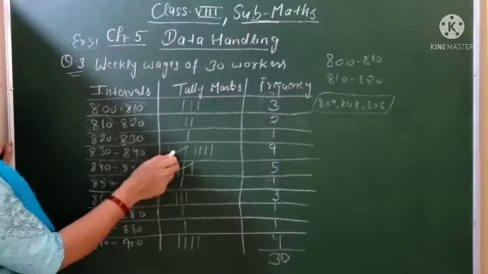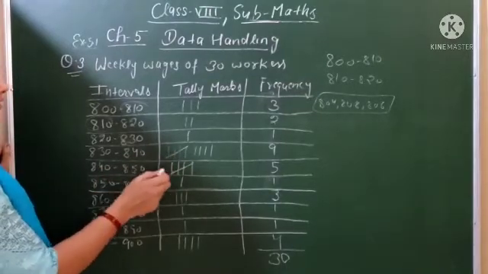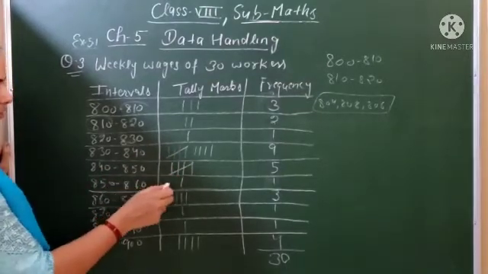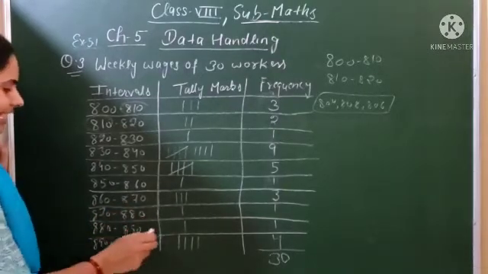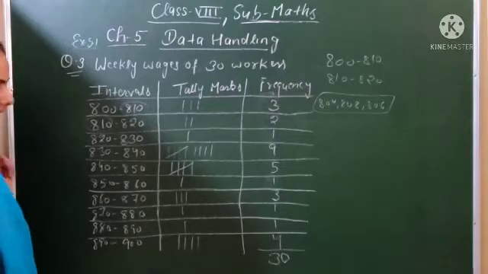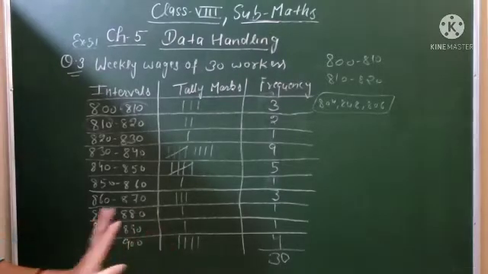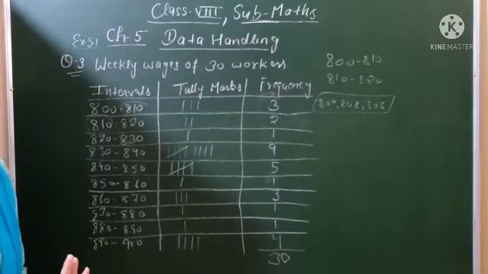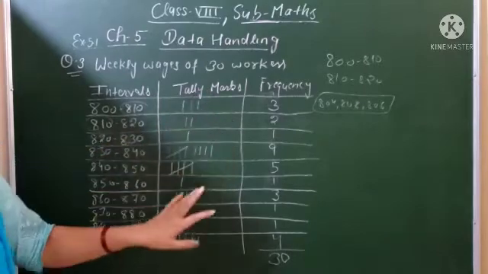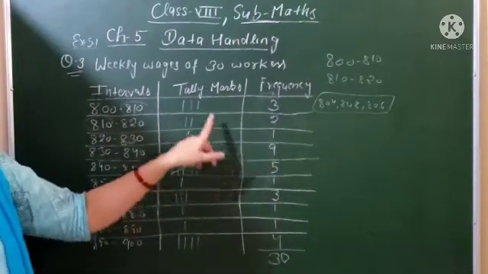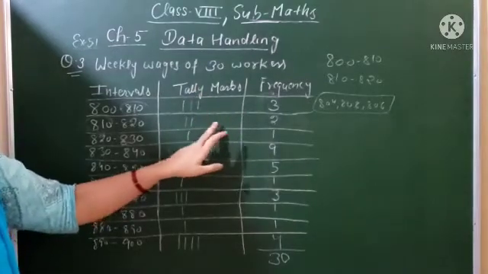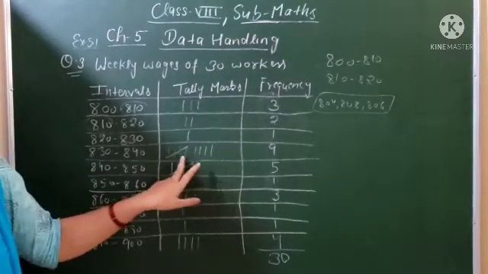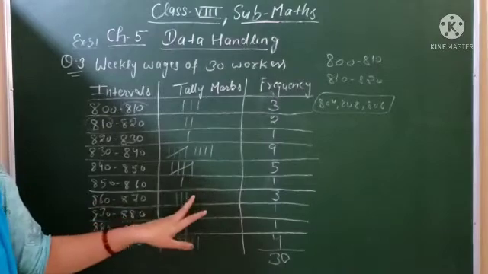830 to 840, 9; 840 to 850, 5; 850 to 860, 1; 860 to 870, 3; 870 to 880, 1; 880 to 890, 1; 890 to 900, 4. How many workers are there in each? After writing the tally marks, you can write the frequency, the total number of tally marks. So 3 lines means 3 workers, 2, 1, then 9, 5, 1, 3, 1, 1 and 4.